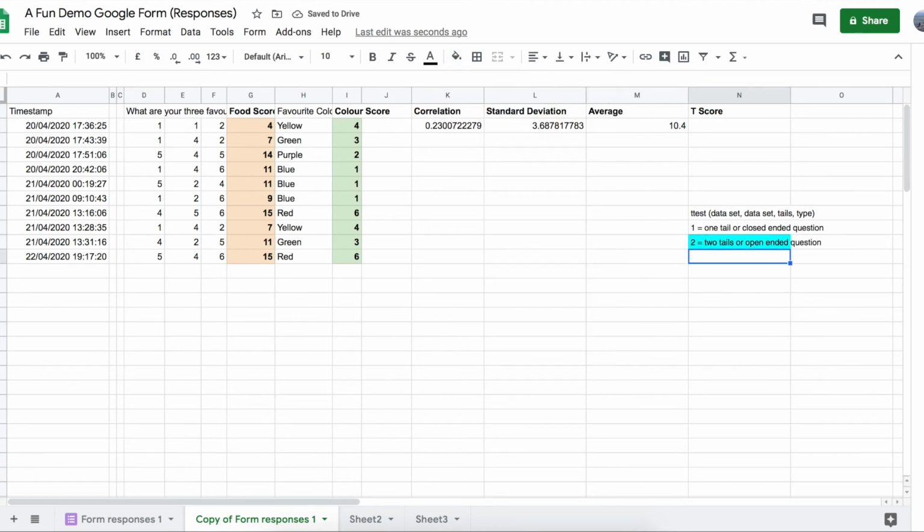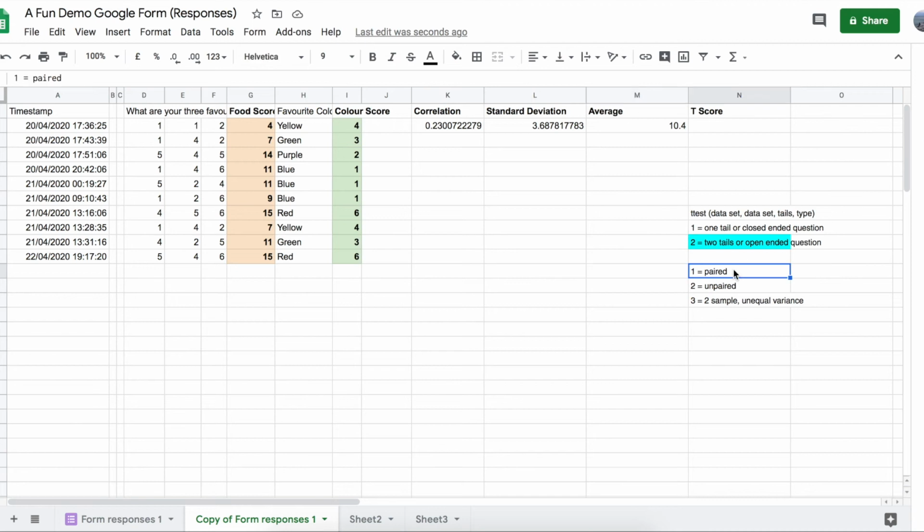Because I'm willing to accept that both your scores could be higher or lower. So the next thing I'm going to do is talk about what type of test this is. There's actually 3 ways of doing this test. We have paired, unpaired, and a 2-sample or unequal variance test.